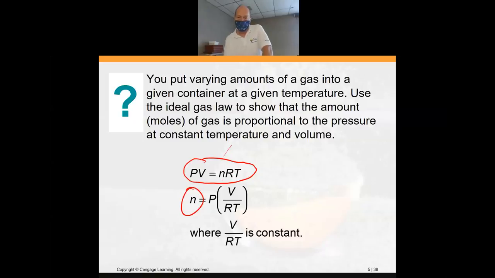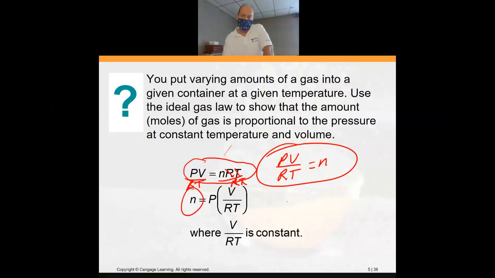All right, so when you are doing this, make sure you divide both sides by RT. So the R cancels the R, the T cancels the T, and you have PV over RT is equal to N. I would not skip steps. Whatever you do to this side, you have to do to the other side. And so then you'll get your PV over RT.